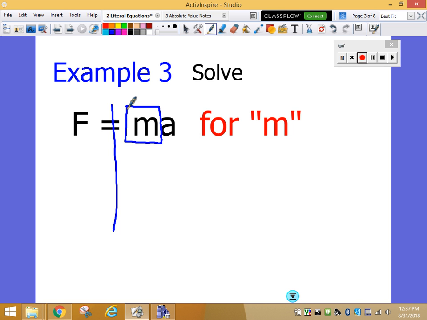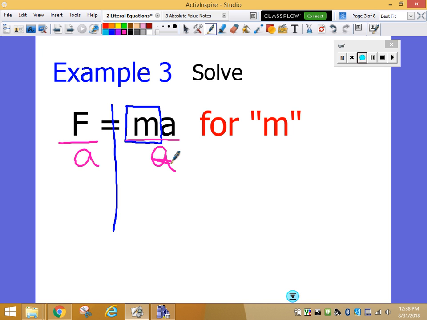I'm looking for M, and I say to myself, okay, what is over here with the M? Well, there's an A. So I need to move the A. So what are the M and the A doing? They're not adding. It's not a plus sign. They're not subtracting. There's not a subtraction sign. If two letters are right beside each other, that means they are multiplying. And what is the opposite of multiplying? Divide. I'm going to divide by A.